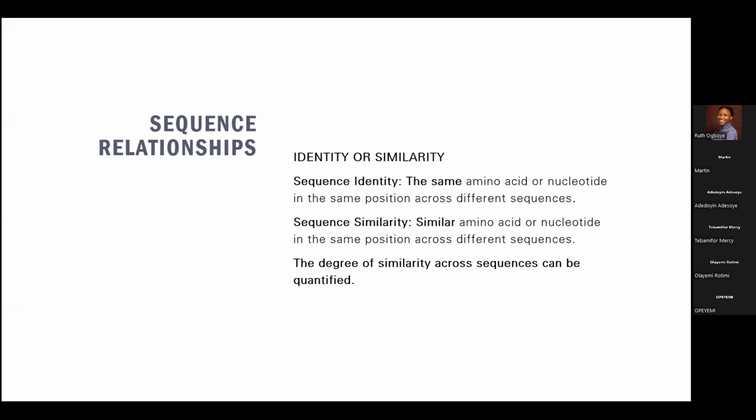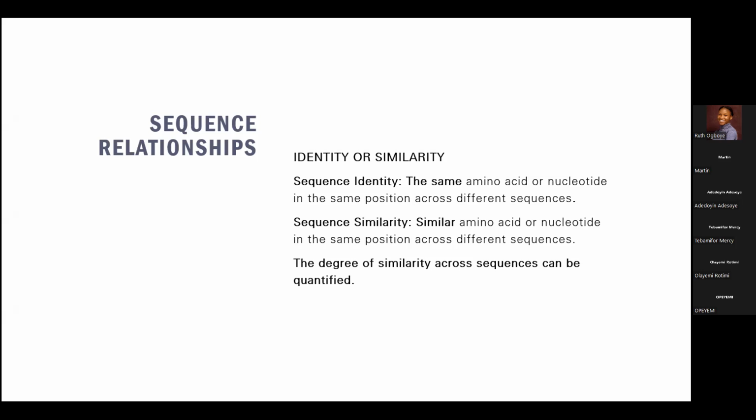You have similar amino acids. They might not be exactly the same, right? But they might be the same in their function, their functionality. For example, where you're supposed to have adenine, it is similar, it is not the same, but they are both similar amino acids or nucleotides in the same position across different sequences. That's what we know as sequence similarity.